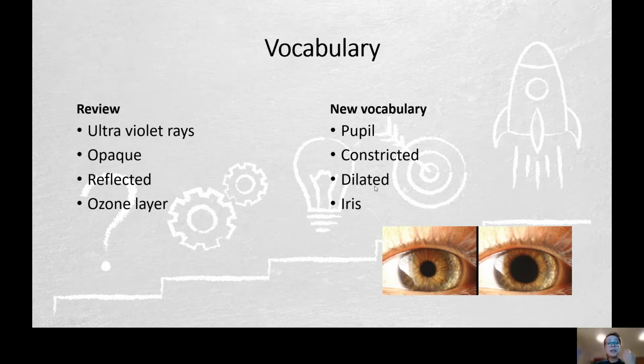Dilated. When something is dilated, it's a circle that becomes bigger and wider. So which of these pupils is dilated? Take a moment to think. It's the pupil on the right. This pupil is dilated because the circle is wider.